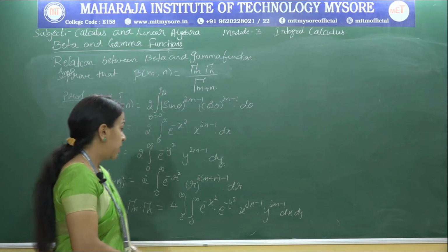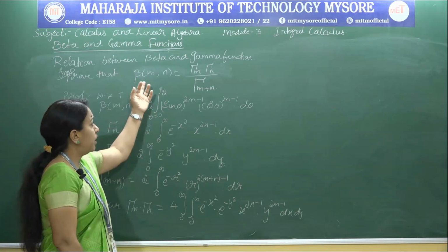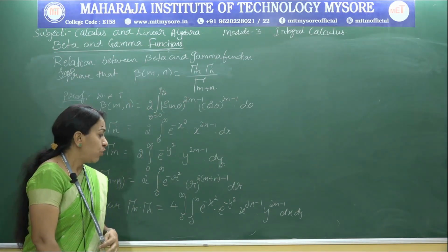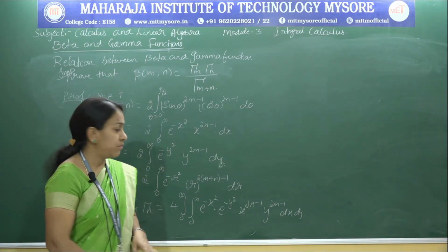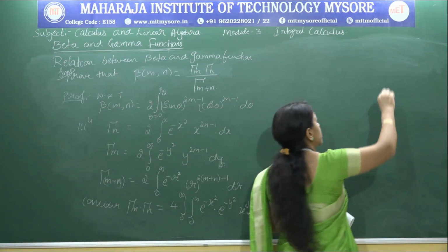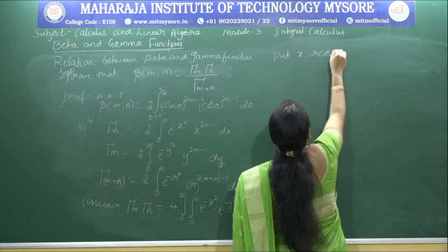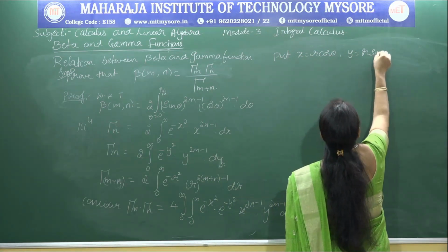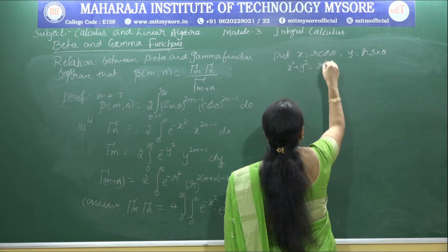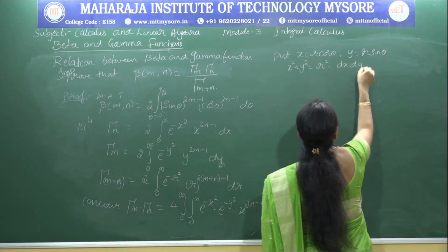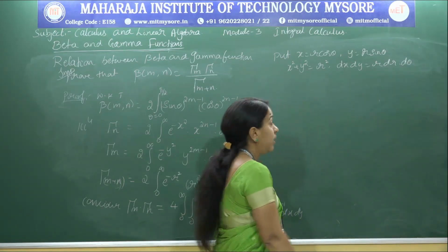Now to get the result, because I have now gamma m into gamma n, so this should be replaced in terms of beta and gamma m plus n, right? So to get that result, we define beta in terms of sin and cos. So let me represent x and y in terms of r cos theta and r sin theta. So now put x equal to r cos theta and y equal to r sin theta, so that x square plus y square equal to r square, and we know that dx dy will be r dr d theta, which is a polar form, right?